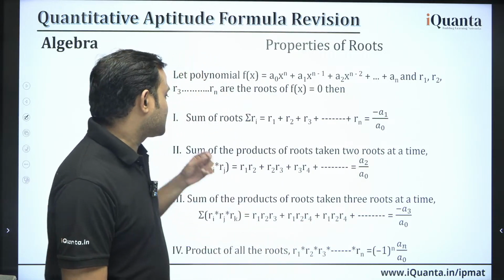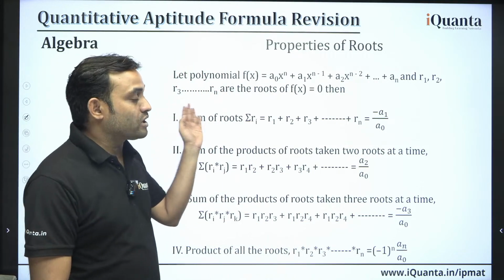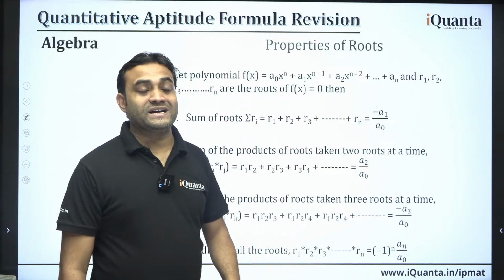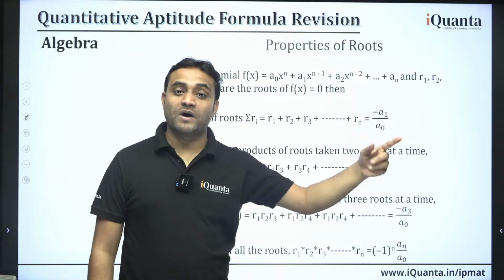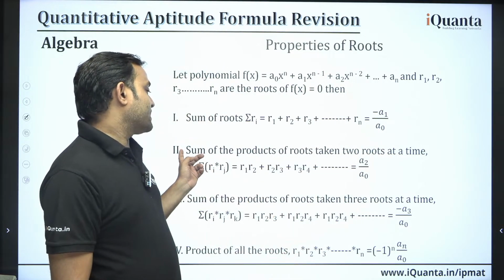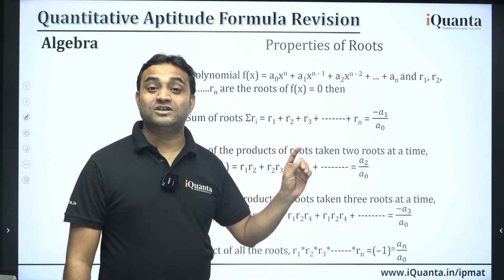So in that case, we can say the sum of all the roots will be equal to minus a1 upon a0. a1 is the coefficient of x to the power n minus 1. Okay, sum of the products of the roots, taken 2 roots at a time.